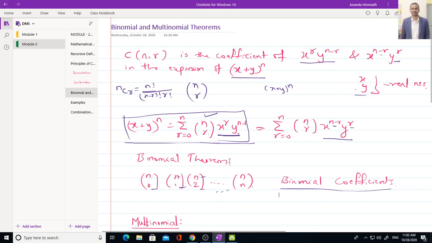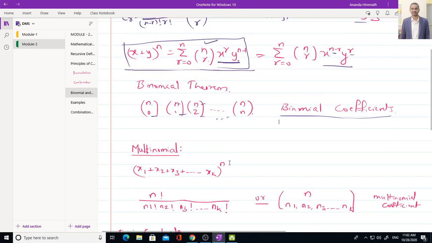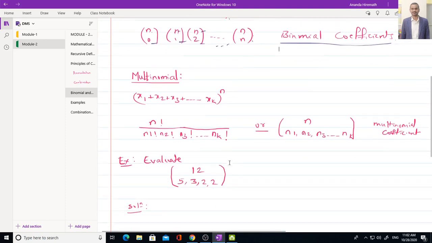Now we will solve some examples. Before that, let us try to understand what is multinomial theorem. Now let us try to generalize this binomial theorem. Instead of only (x plus y) raised to n, let us say that we are expanding (x1 plus x2 plus x3, so on up to xk) whole raised to n, where n and k are positive integers, and x1, x2, so on up to xk are real numbers.